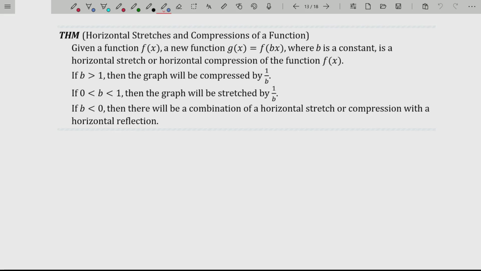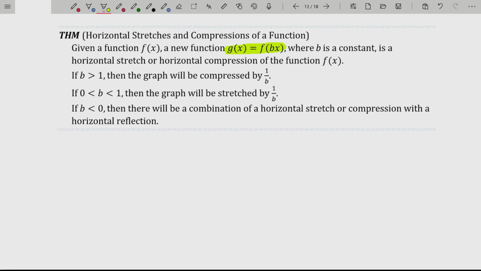However, horizontal stretches and compressions are a completely different beast. That's where people fall apart a little bit, so we're going to spend some extra time on this. Given a function f, we can create a brand new function, g, defined to be f of b of x. Now notice b is multiplying x there, just like in the previous theorem, our coefficient a was multiplying f of x. Here, b is multiplying x, so f of b of x.